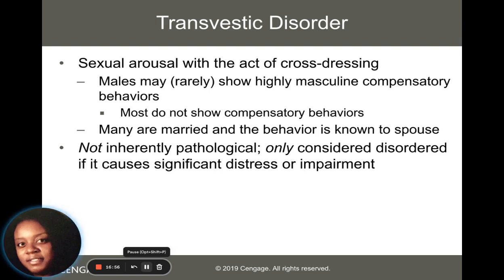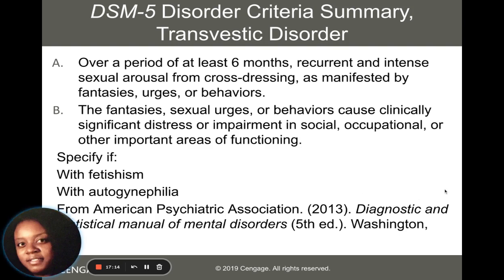So if somebody has transvestic disorder and their spouse knows about it and is okay with it, it's not considered a problem. If they're able to lead a normal life and it doesn't cause them any issues, then it's not considered a problem. Here are the DSM criteria for this disorder.